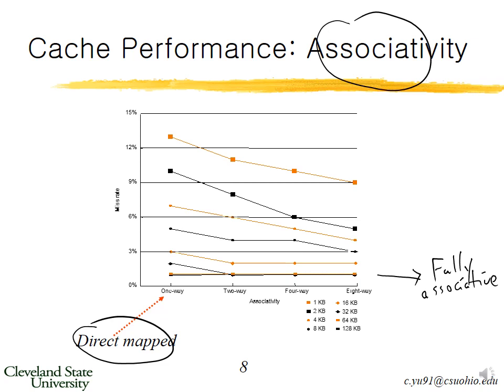Associativity is another great way of improving the performance. We are going to discuss it in the next slide. But if you look at the performance chart, the miss rate improves by going from one-way to two-way, four-way, and eight-way. The extreme case is called a fully associative cache. So definitely this is something we need to take a look at. Just to give you an idea, one-way is the direct mapped cache we have discussed so far.